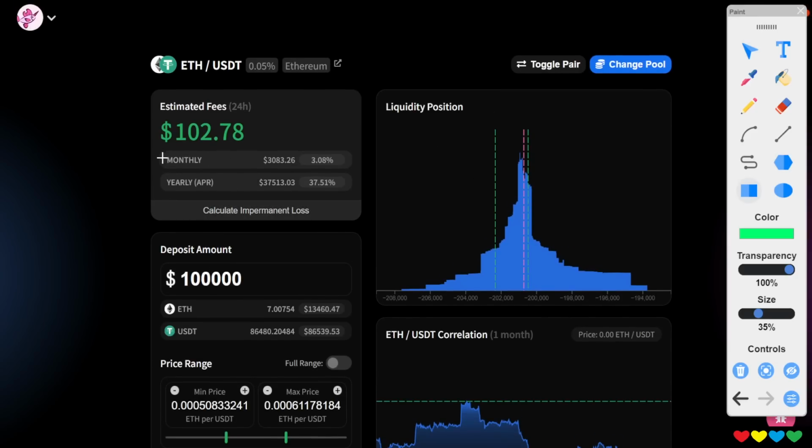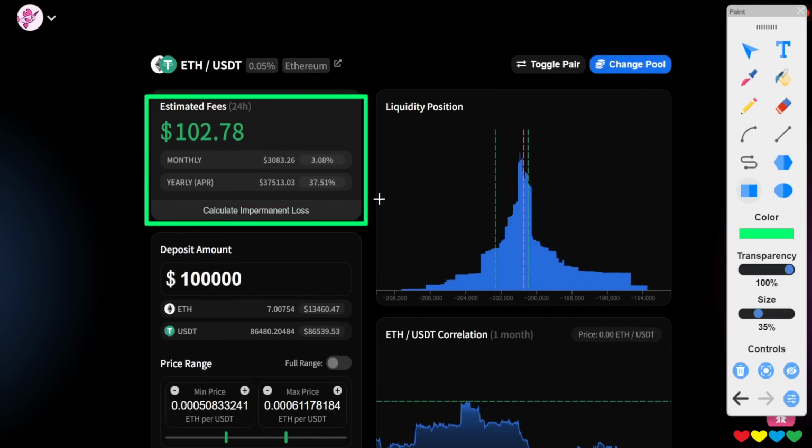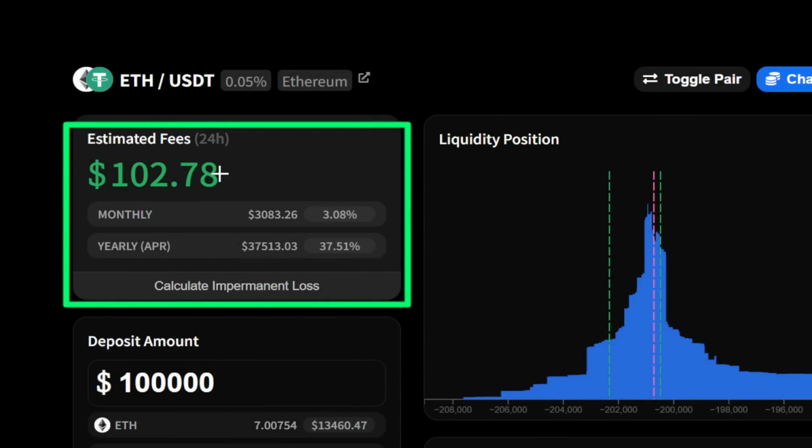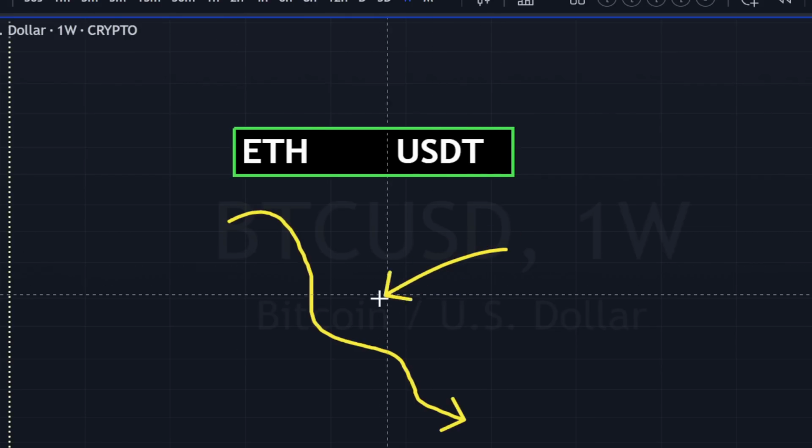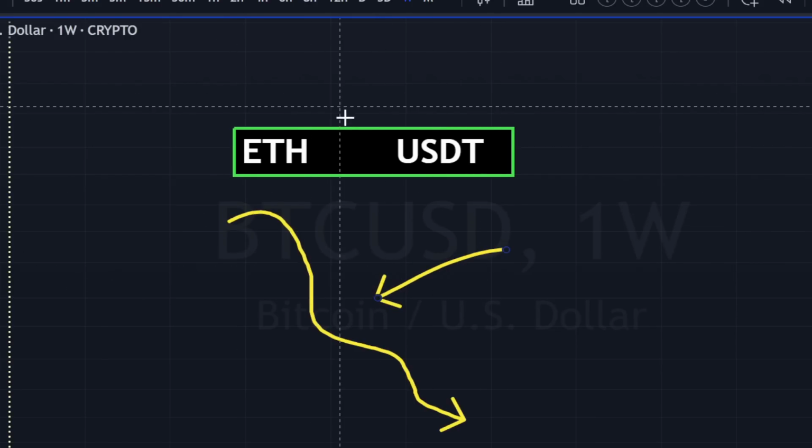Look at this. We're going to zoom in here so we can see the actual APRs, because now we're going to see something juicy. Do you see this yearly APR? It is 37%. Here's the problem. Down here, we have not selected a full range. This is fake. Do you remember when I did my example here and I told you that V2 actually made more money than V3?